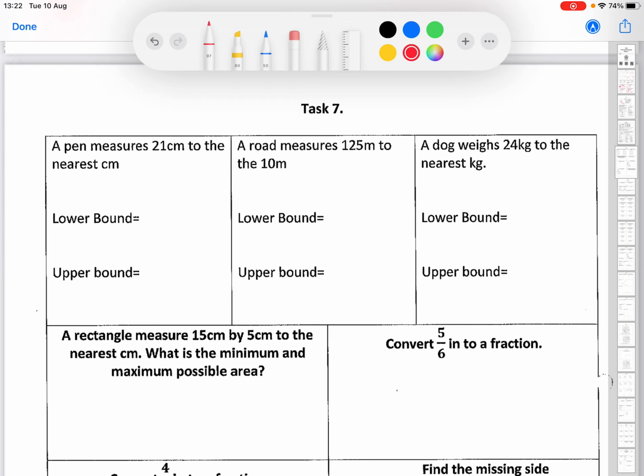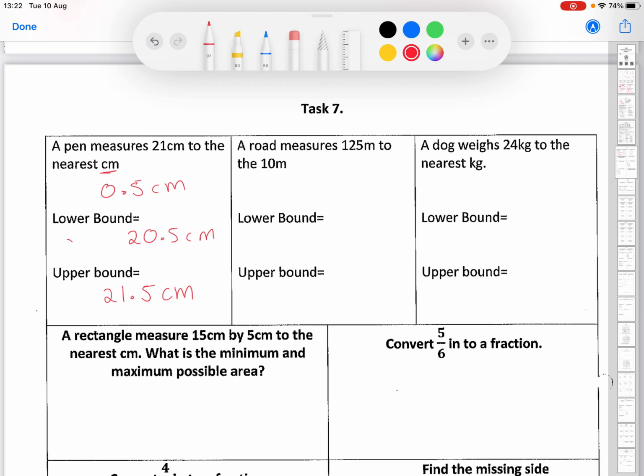Right, so our first one, a pen is measured 21 centimetres to the nearest centimetre. First step is we half that, so half of a centimetre is 0.5 centimetres. For our lower bound, we're going to subtract that, so 21 take away a half is 20.5 centimetres. And for our upper bound, we're going to add that on, so we've got 21.5 centimetres.